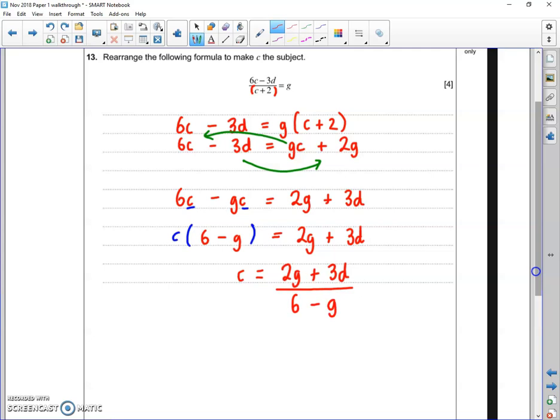If you did it the other way round, you'd have something like minus 2g minus 3d all over g minus 6, or minus 6 plus g. Basically, all your signs swap around if you move things the other way, left to right.